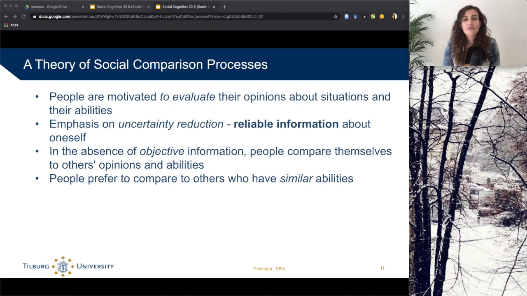This feeds into the theory of social comparison processes, as you could derive it from Festinger. And this theory posits that people are motivated to evaluate their opinions about situations and their abilities. Here the emphasis is placed on the motivation of reducing uncertainty. So people want to gain reliable information about themselves, and in the absence of objective information, people can compare themselves to others' opinions and abilities. People also, according to this theory, prefer to compare themselves to others who have similar abilities.